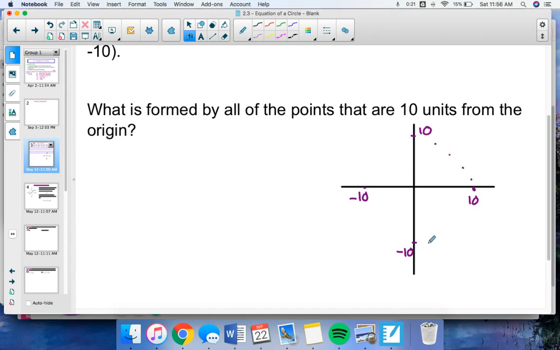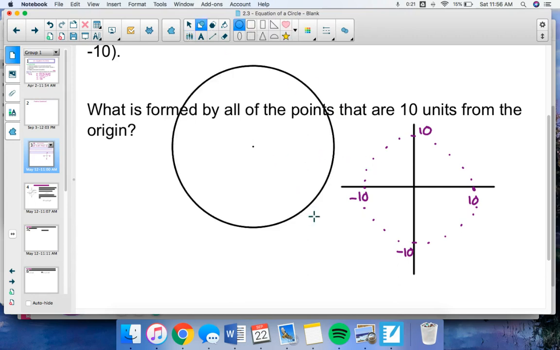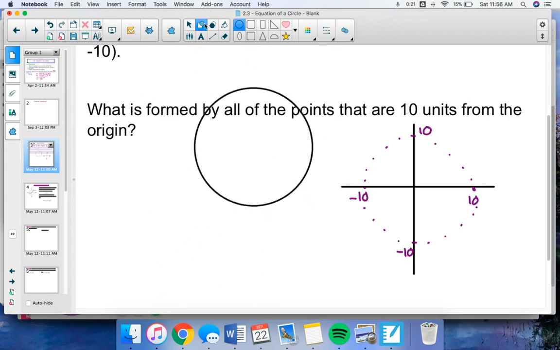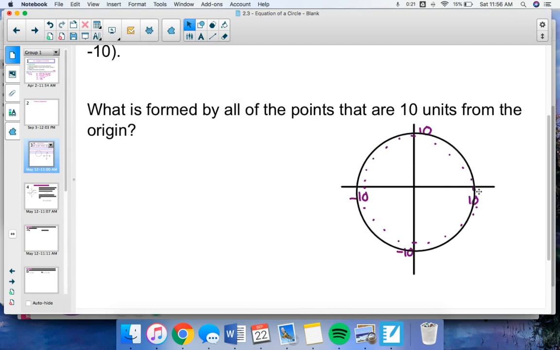Okay, no matter what points you found. And what shape is that? That's right, it's a circle. Okay. So if I draw this on here, it's not perfect. Looks pretty good though.